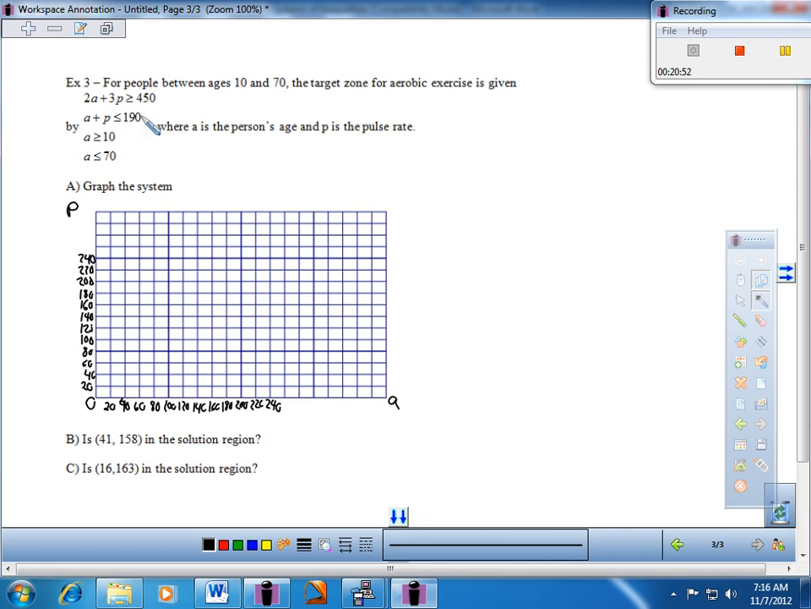But same deal, everyone. What I'm going to do is just graph 4 boundary lines and shade appropriately. So let's take a look, everyone. I'm going to just work over here in terms of the boundary lines. Boundary line is A equals 10.